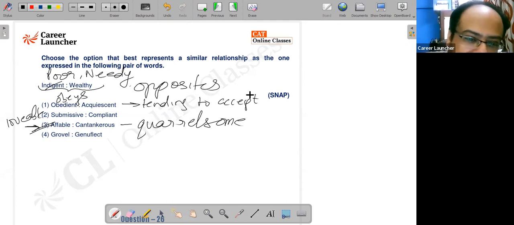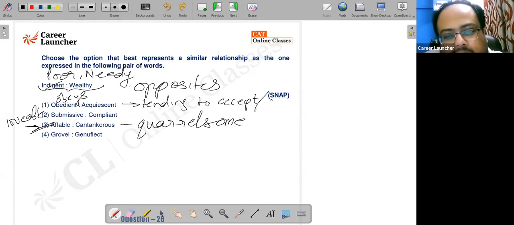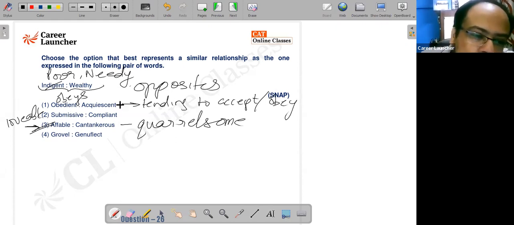Obedient is someone who obeys. Acquiescent is someone who tends to accept. When I say accept, it could even be obey. So obedient and acquiescent are similar words. What we are looking for is the set of opposites. Obedient and acquiescent are more or less synonyms, so the answer cannot be option 1.